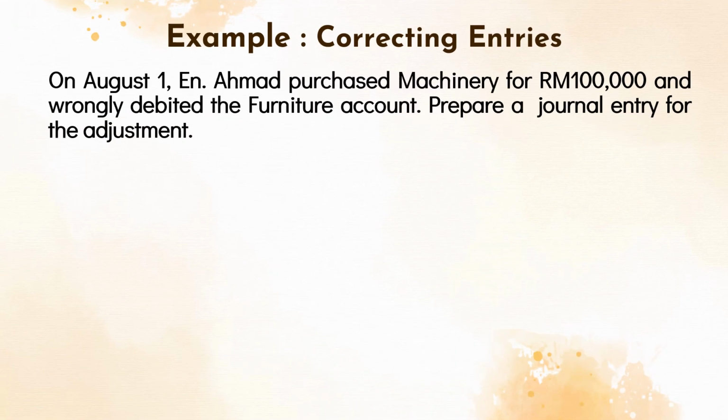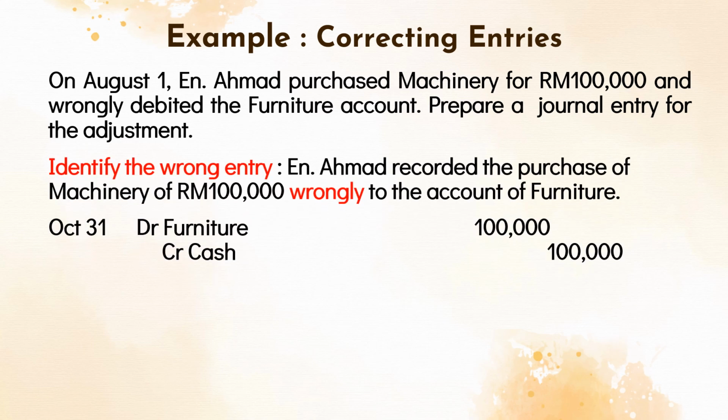We use the same example. On August 1st, Encik Ahmad purchased machinery for 100,000 and wrongly debited the furniture account. Prepare a journal entry for the adjustment. Identify the wrong entry. Encik Ahmad recorded the purchase of machinery of RM 100,000 wrongly to the account of furniture. That means, debit furniture 100,000 and credit cash 100,000.